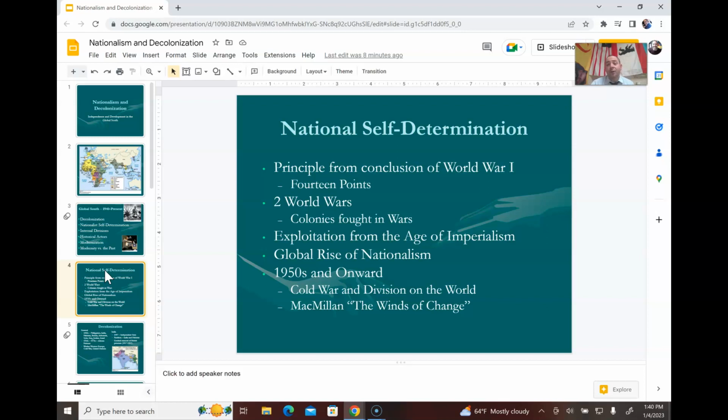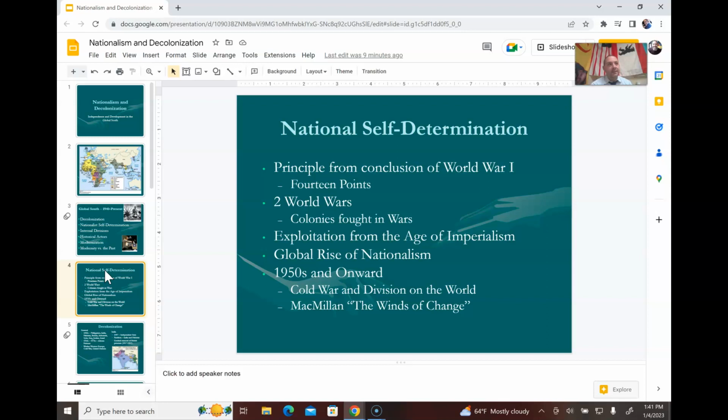You also have the two world wars. When World War I and World War II ravaged the world, you have colonies sending their soldiers to fight for this war. They are fighting to stop German imperial expansion. They are fighting and dying to stop Japanese actions in the Pacific.